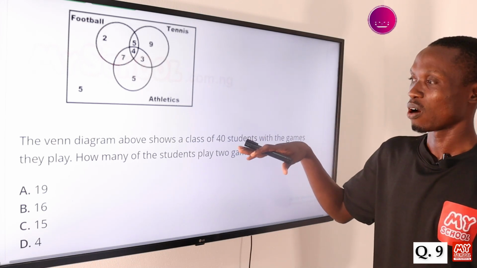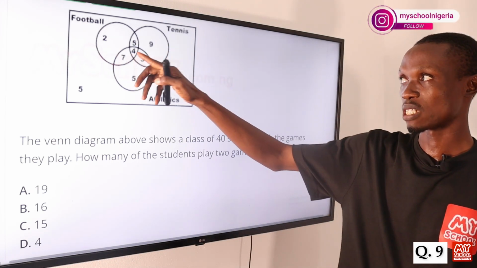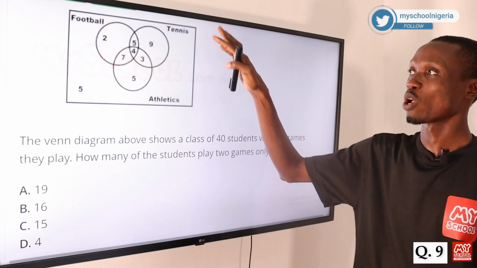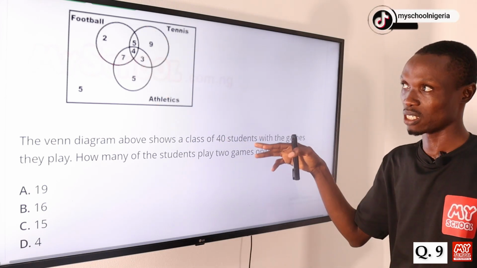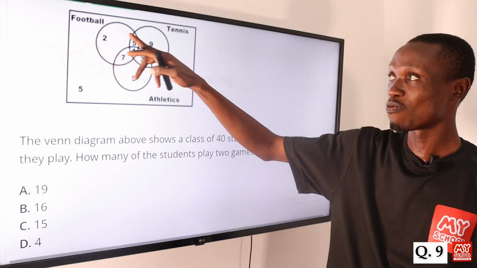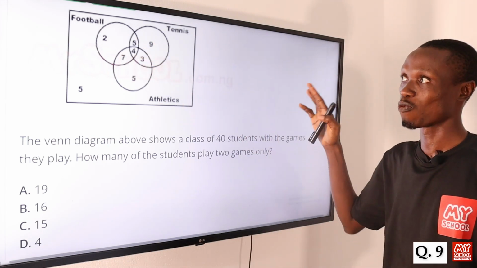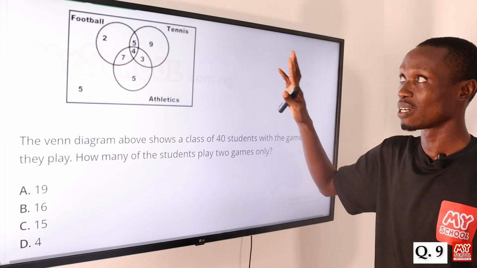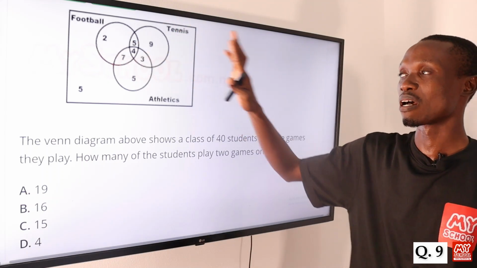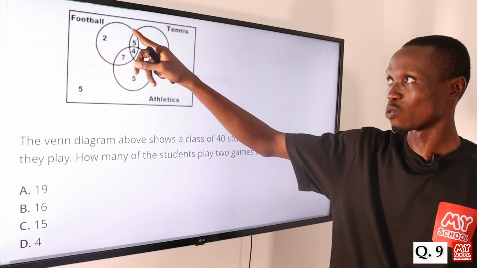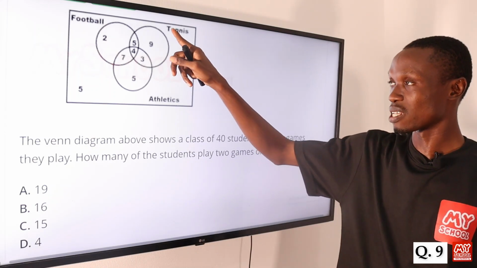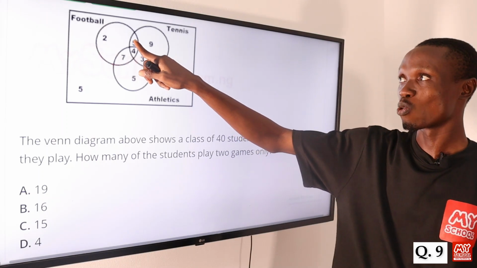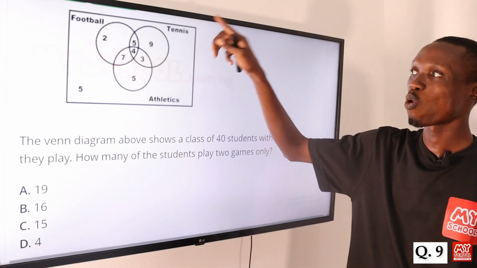First of all, for us to know if the values given to us represent only, we just add them together. All the values that you are seeing in this rectangle, we have to add them together to see if it will be equal to 40. If it is equal to 40, that means every value you are seeing here represents only. For example, the 9 here means that we have only 9 persons that played tennis. Here we have only 2 persons that played tennis. But if you look at these circles very well, they are somehow connected. Look at the tennis and the football circles, you see the connection between both of them. So this 5 here represents those that played football and tennis only.